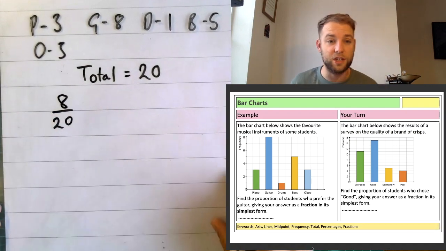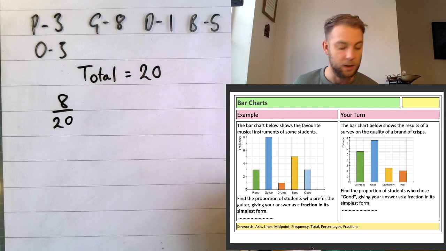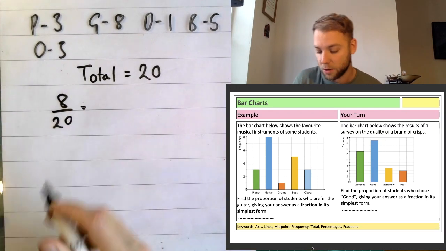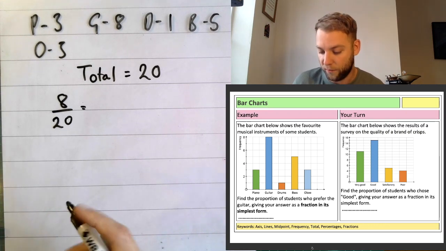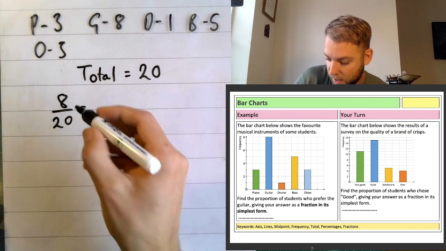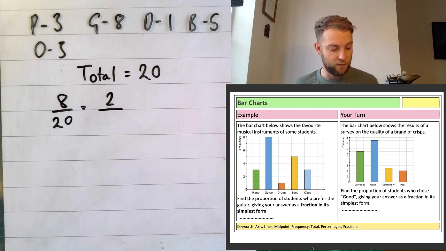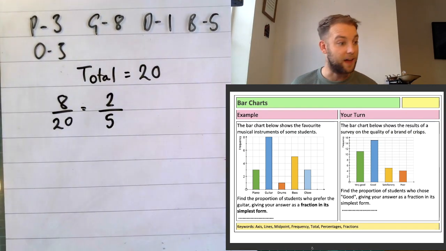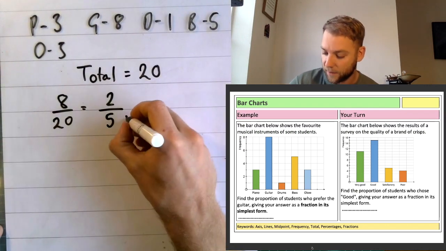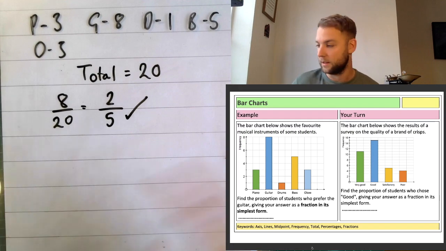Now I've not finished there because they've asked for it in the simplest form. So I've got to simplify this down. So you can think about what numbers go into this. 2 goes into it, 4 goes into it. So let's do 4 first of all. How many times does 4 go into 8? 4 goes into 8 twice. How many times does 4 go into 20? 4, 8, 12, 16, 20. So that's 5 times. And that's it. That's that question finished because we can't simplify that any further. So this is the proportion or the fraction of people who play guitar.